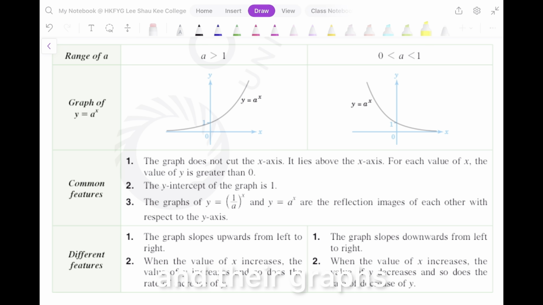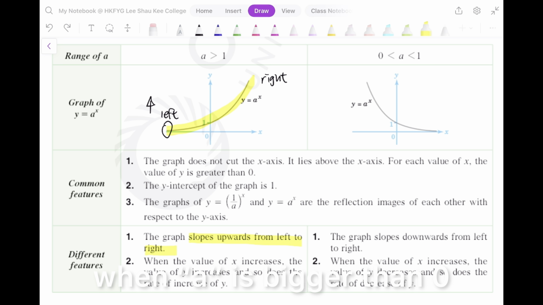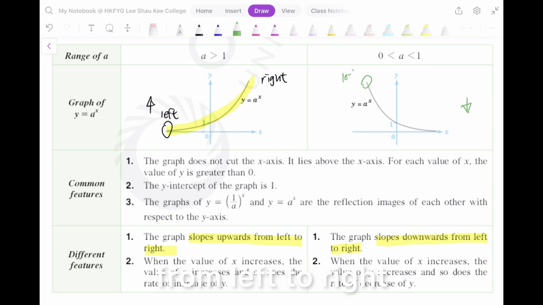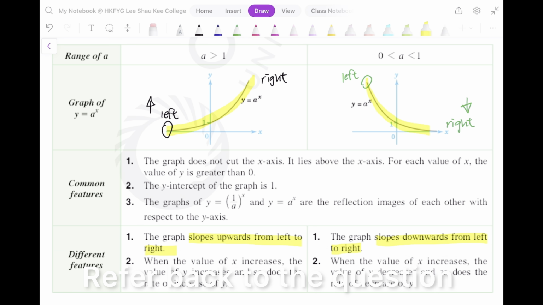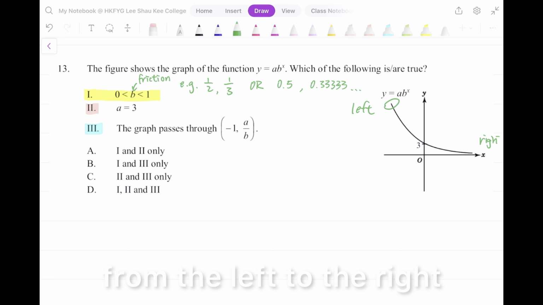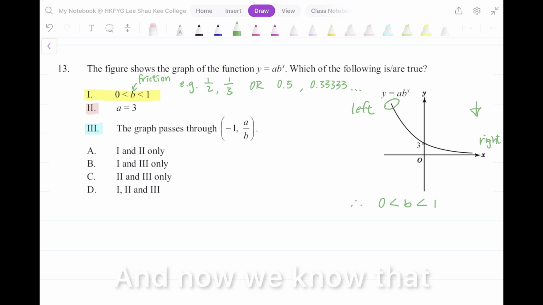and their graphs. When a is bigger than 1, the graph slopes upwards from left to right. Another situation, when a is bigger than 0, but it is smaller than 1. The graph slopes downwards from left to right. Refer back to the question. The graph slopes downwards from the left to the right. So b is bigger than 0 and it is smaller than 1. And now we know that the first option is correct.